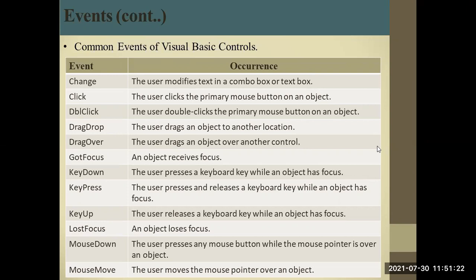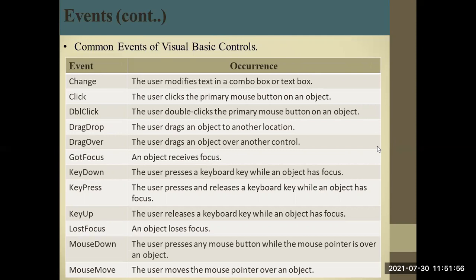Similarly, there is a double click event, which refers to the user double clicking with the primary mouse button on an object. So if you perform a double click on a mouse button, the event is called double click. Now there is an event called drag drop, where the user drags an object to another location. So whenever we need to drag an object from one location to another location, we will go for this particular event, which is called drag drop.